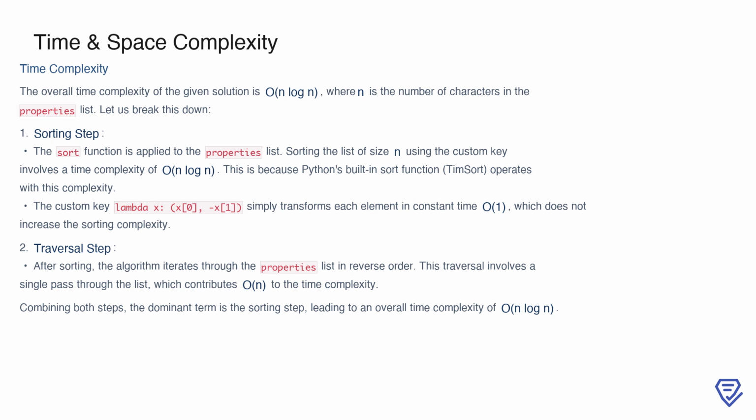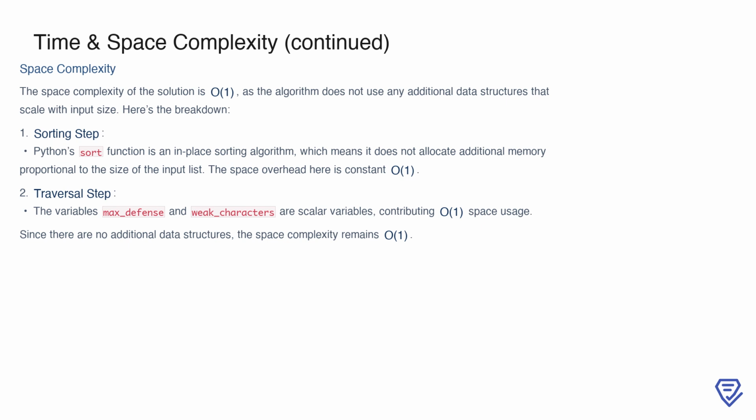Once sorting is complete, the algorithm then iterates through the list in reverse order to evaluate weak characters. This traversal is a straightforward linear pass, contributing O(n) to the time complexity. When we combine these two steps, the sorting step dominates, resulting in an overall time complexity of O(n log n). The space complexity of the solution is O(1), meaning it uses constant space regardless of the input size.